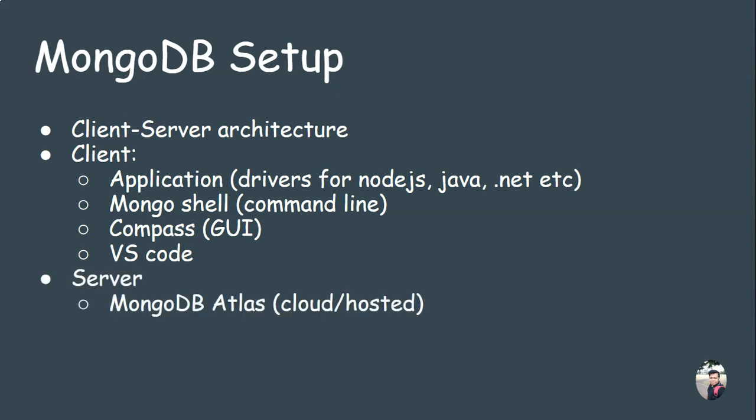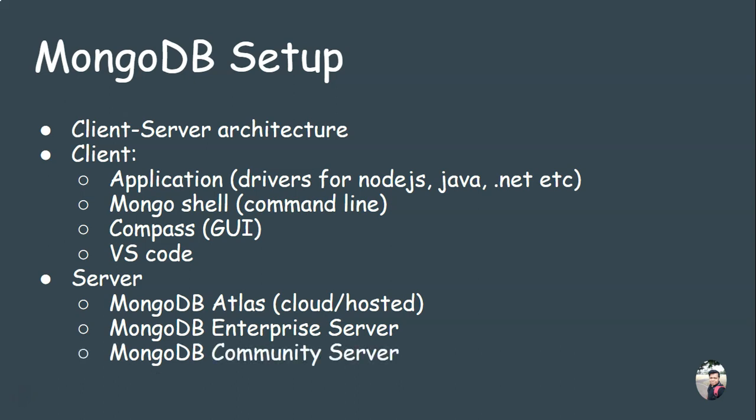On the server side, MongoDB offers a cloud version known as MongoDB Atlas. That is a hosted version, and MongoDB takes care of the operations. Then there is MongoDB Enterprise Server, where you can download the executables and install it. And MongoDB Community Server, which is free, so you can also download the executable and install it in a virtual machine or in a standalone machine.